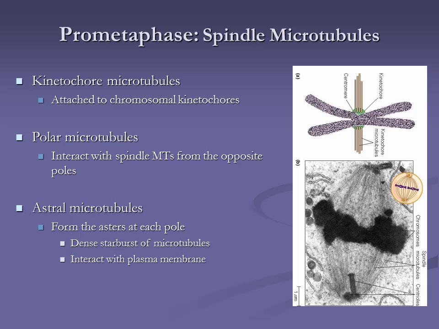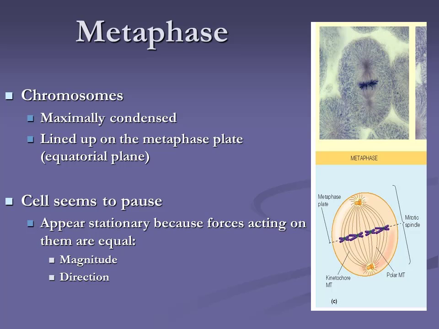Our kinetochore and the spindles that are attached to our kinetochore and our sister chromatids push and pull until all 46 of our sister chromatids are lined up at the equator. And when they are lined up at the equator, we are in metaphase.